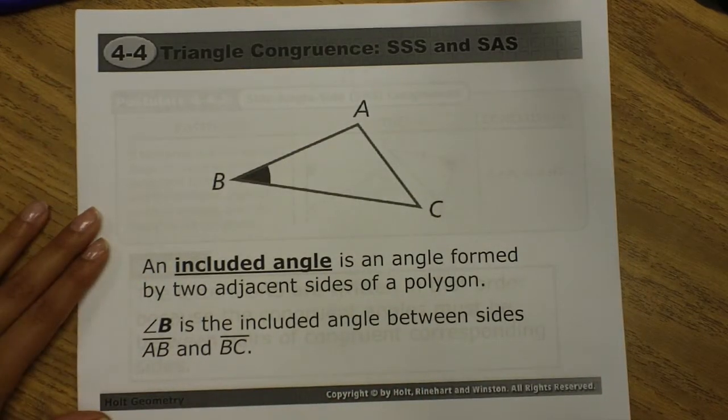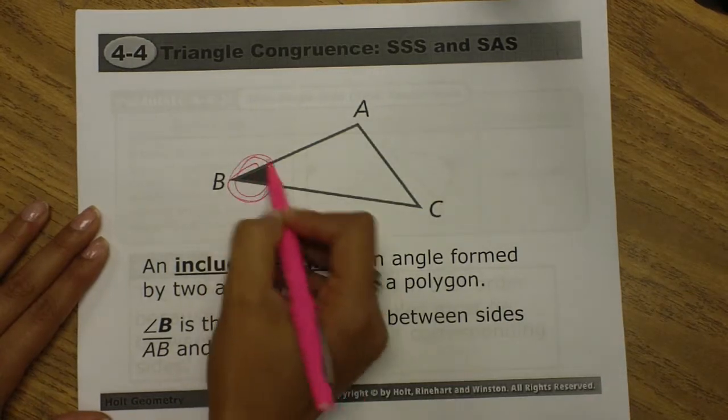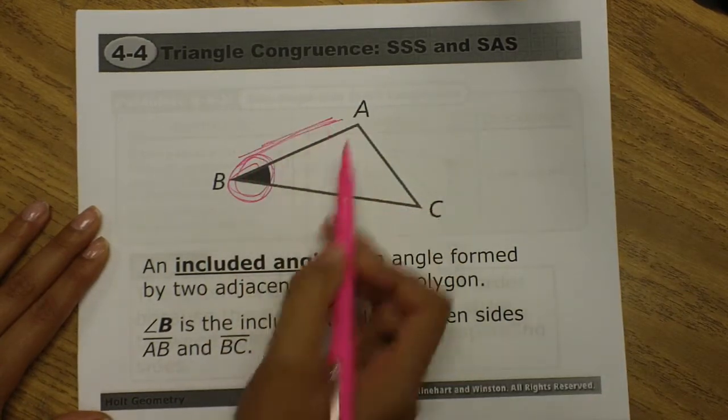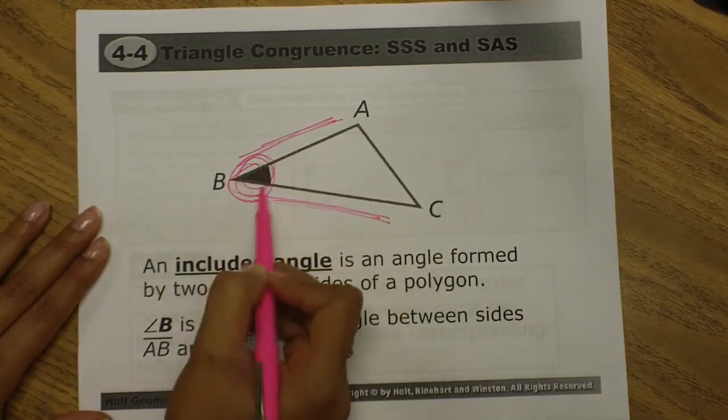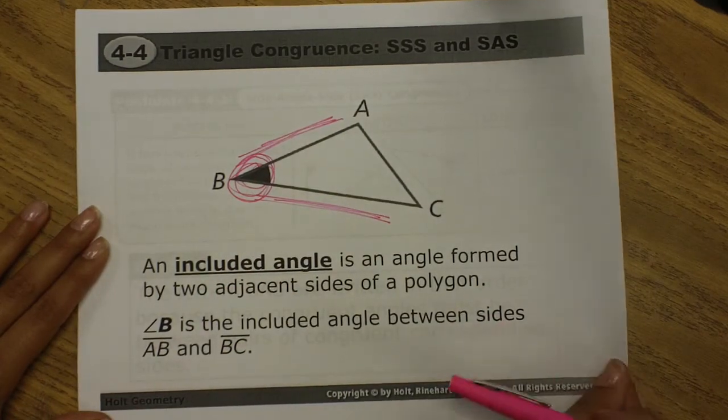Another vocab word that you need to know is an included angle. An included angle is an angle that is formed by two adjacent sides. So there's my included angle, and these are the two sides that include that angle.